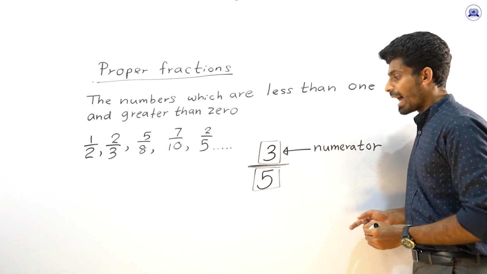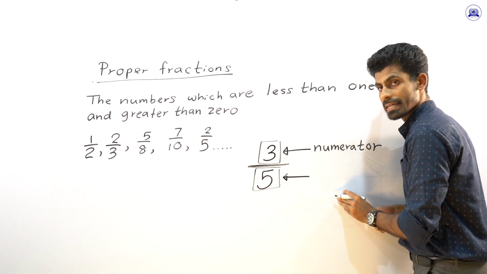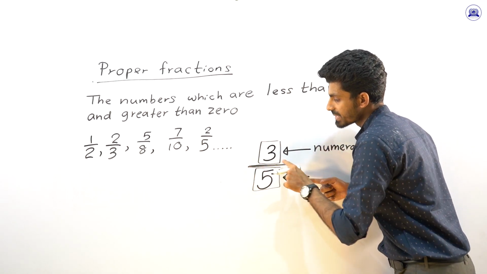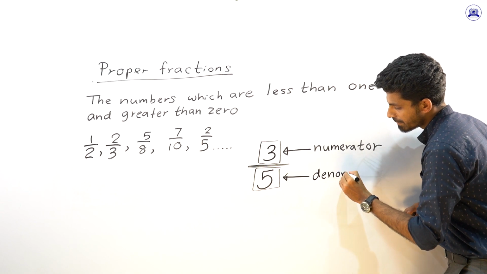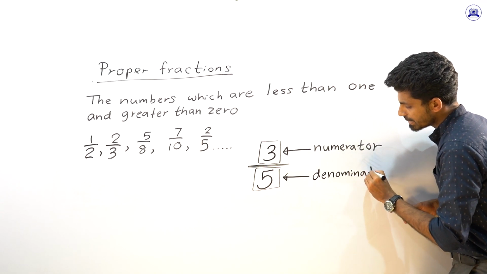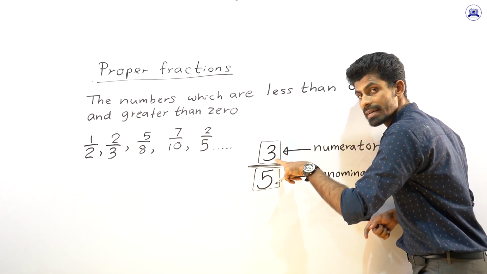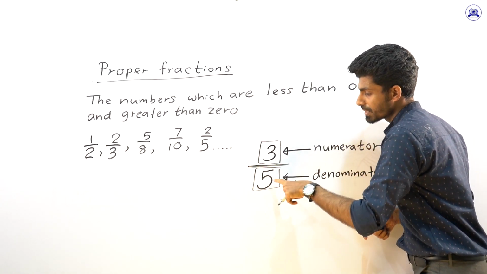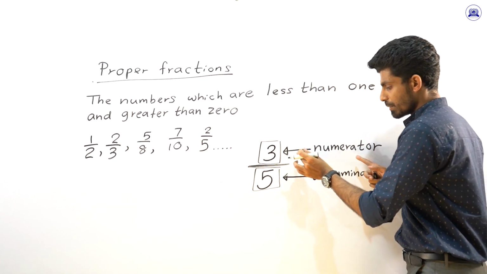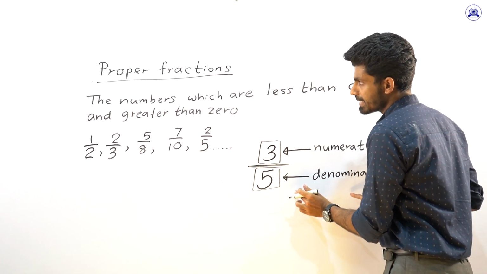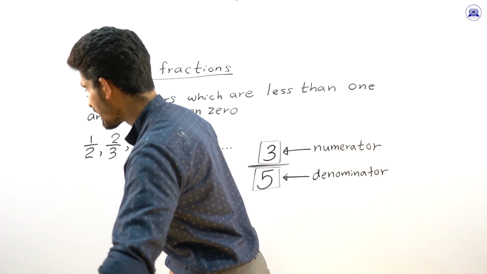The number written below the line is known as the denominator. N is on the top, D is on the bottom. Numerator and denominator. I will take a second example quickly.